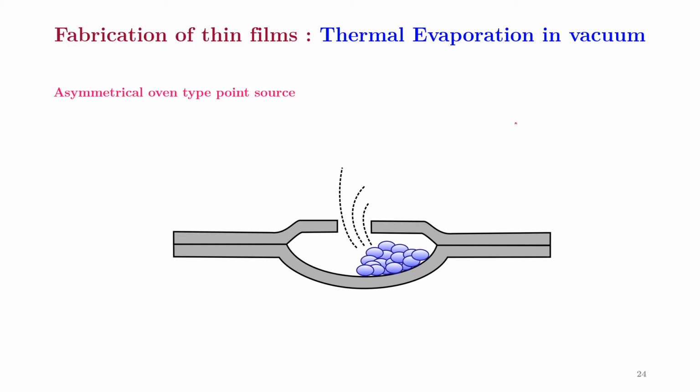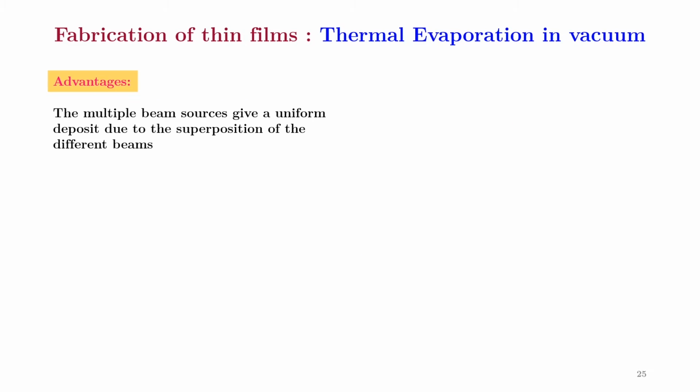An asymmetrical oven type point source is a cavity inside which we will place the evaporant and heat it to release the vapors. In thermal evaporation technique, we will be using multiple beam sources. And the multiple beam sources give a uniform deposit due to the superposition of the different beams. And that is the main advantage of using thermal evaporation to create thin films.